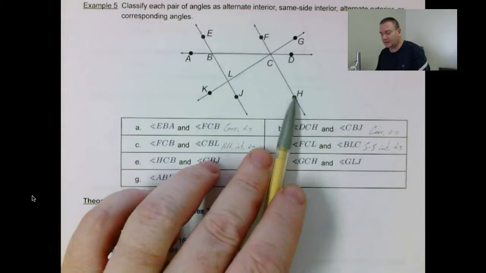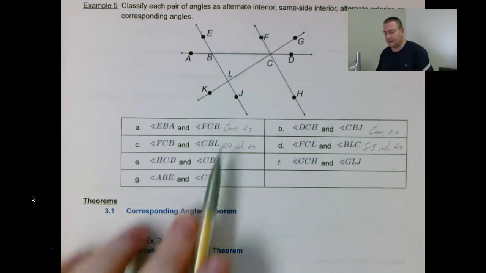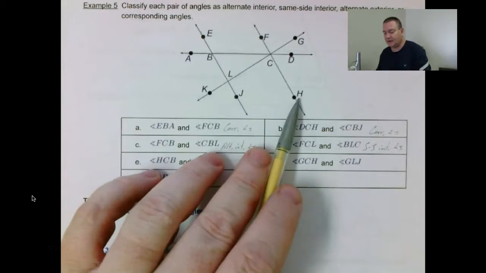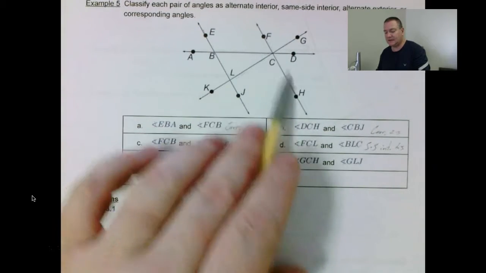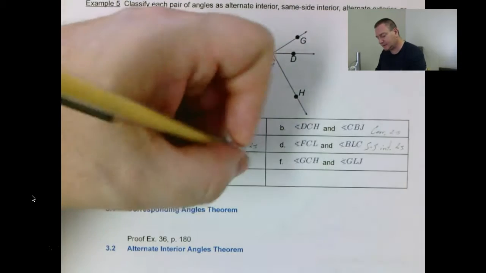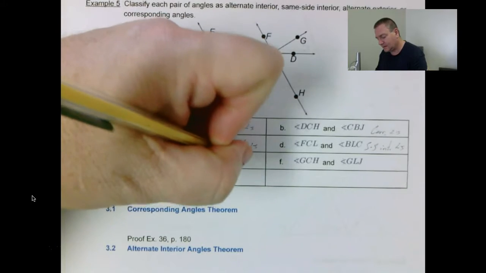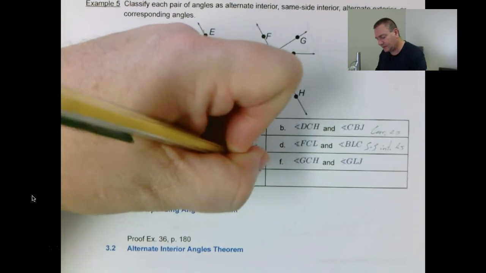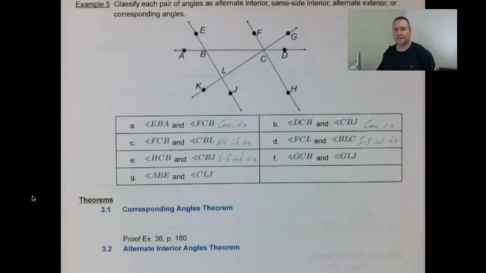HCB and CBJ, they again are making the C-like shape. I know it's turned upside down, but it's still C-like. This is same side interior angles, or consecutive interior angles.